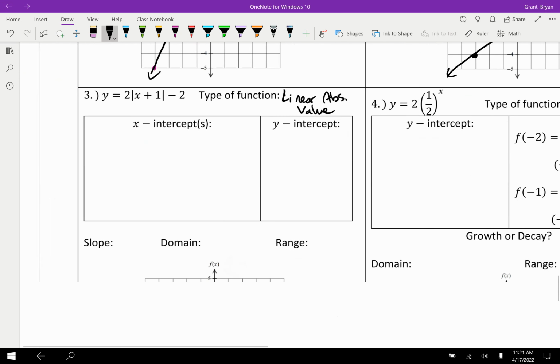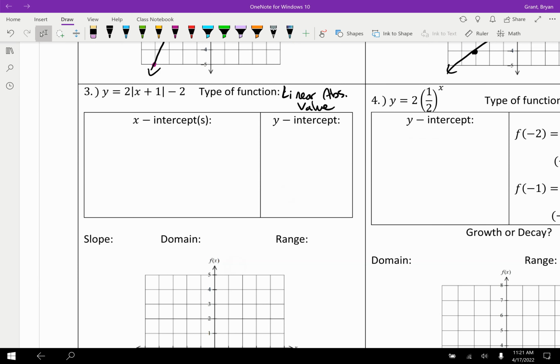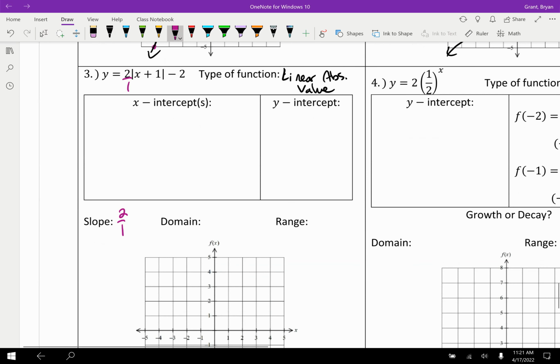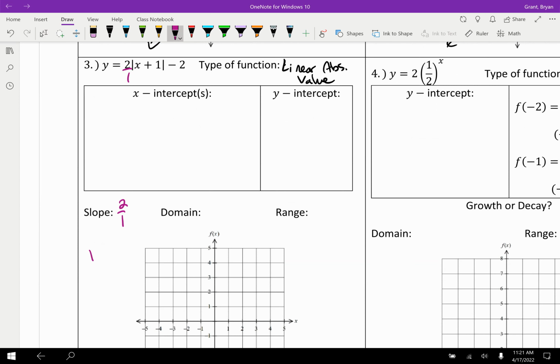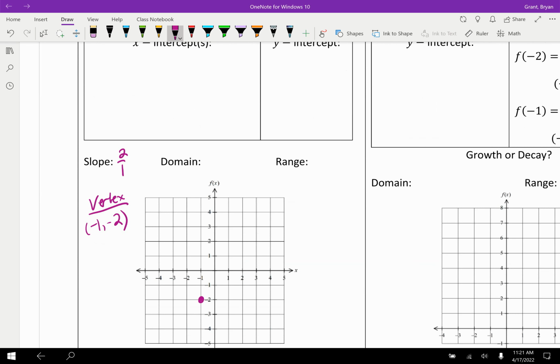Last two. Linear absolute value. Okay, well, we just focused on this one earlier, so let's fill in the easy parts first. Slope is certainly 2 over 1. The vertex is pretty easy as well, and I should have left a spot there for it, but that's okay. We can do it down here. Our vertex, (h, k), opposite of h, comma k, is (negative 1, negative 2).